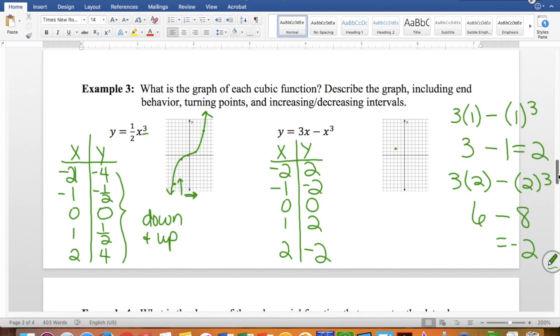Negative 1, negative 2 would be here. Okay, 0, 0, 1, 2, and then 2, negative 2. Okay, so my graph is going to do like this.